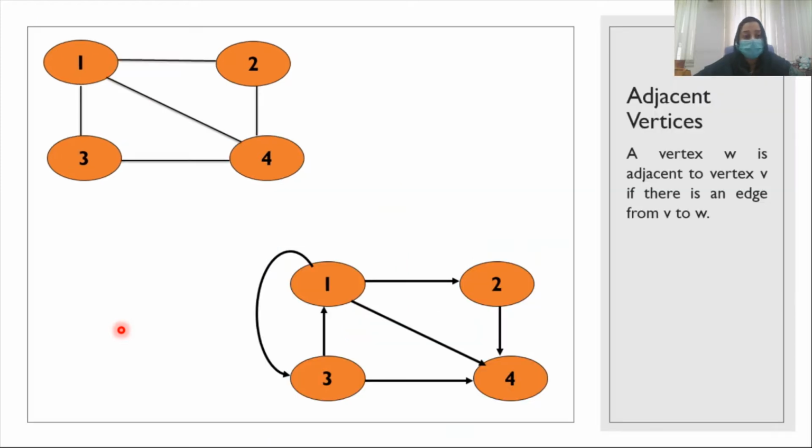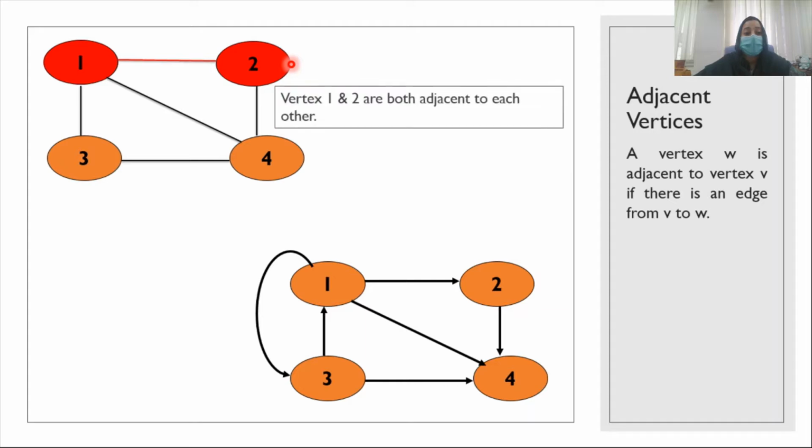Adjacent vertices. In any given graph, two vertices are said to be adjacent to each other if they have an edge connecting them, or if they have an edge directing to each other. For example, in this undirected graph, there is an edge between 1 and 2, which states that by following this edge from 1 I can reach 2, and similarly I can reach 1 from 2 by following the same edge. So in this particular graph, 1 and 2 are adjacent vertices, and they are both adjacent to each other because it's an undirected graph and the edges are directionless, so they go both ways.